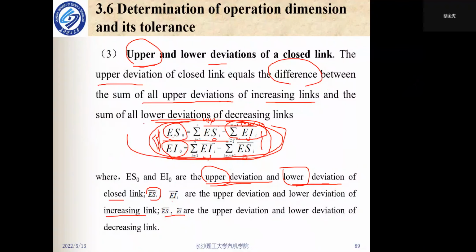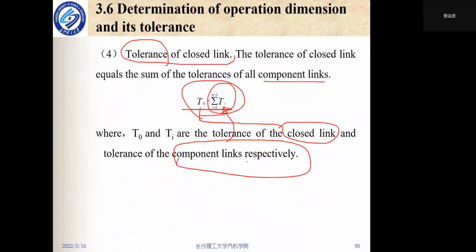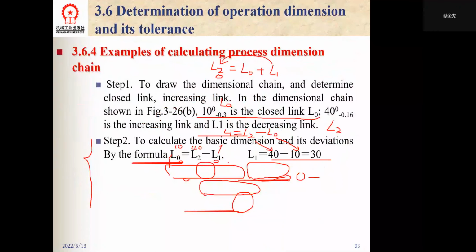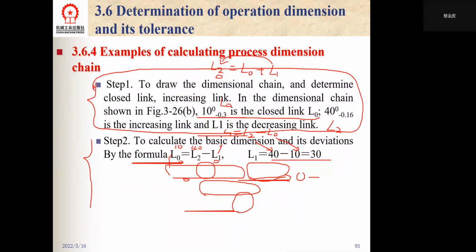This is very important, which will be used in the example. And the tolerance of the closed link is calculated by this. The tolerance of the closed link is equal to the sum of the tolerances of all component links. It's easy to understand. And I have to tell you one important further step: to classify which one is a closed link and which one is a second link.